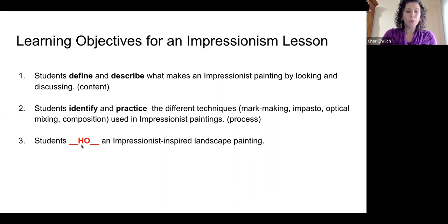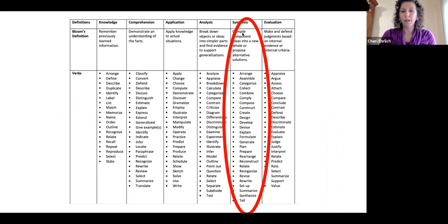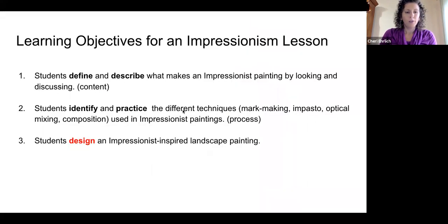Right? So now we want to go to the third learning objective. And again, we want to use a higher order verb here because students really are, again, progressing in the lesson, right? And you're moving them towards creating and synthesizing. So let's go back to the Bloom's. And in this category, we're using the synthesis category, but it could also be the create category. So we'll look down and we can use really any of these verbs: design, create, construct, compose. But I'm just going to go with design. Right? So students design an Impressionist inspired landscape painting.